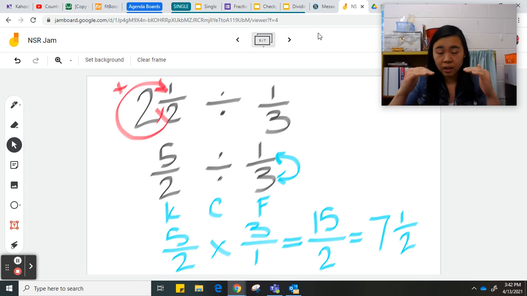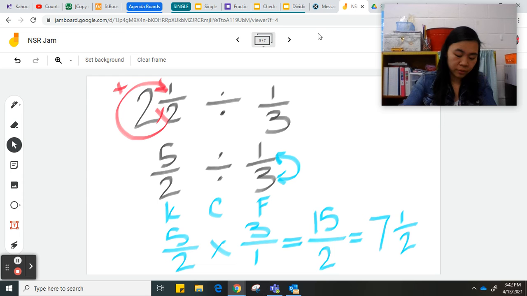Okay, so again, I rewrote it because a lot of you guys, if this mixed number were over here, would just rewrite it and forget to flip it. So rewrite your whole problem using the around the world once you've done the around the world, and then keep, change, flip, just to ensure that you don't skip any steps.